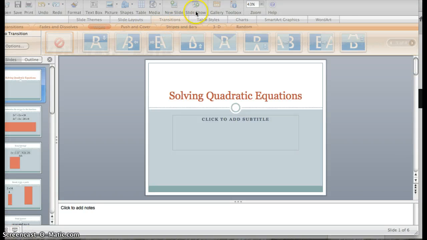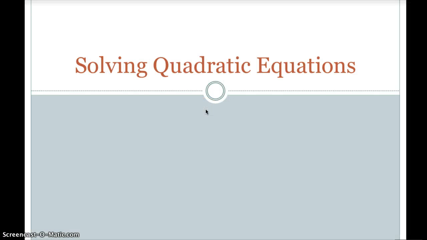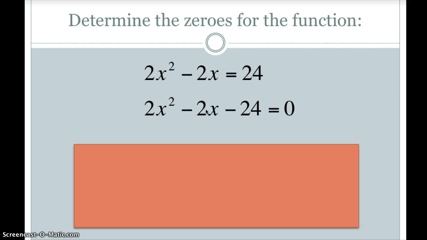We're going to talk about solving quadratic equations. Determine the zeros for the function as the directions. That means the same thing as solving the equation. We're solving for x. With any quadratic, before you start solving it, you want to make sure that it is set equal to 0. Our original equation is 2x squared minus 2x equals 24.